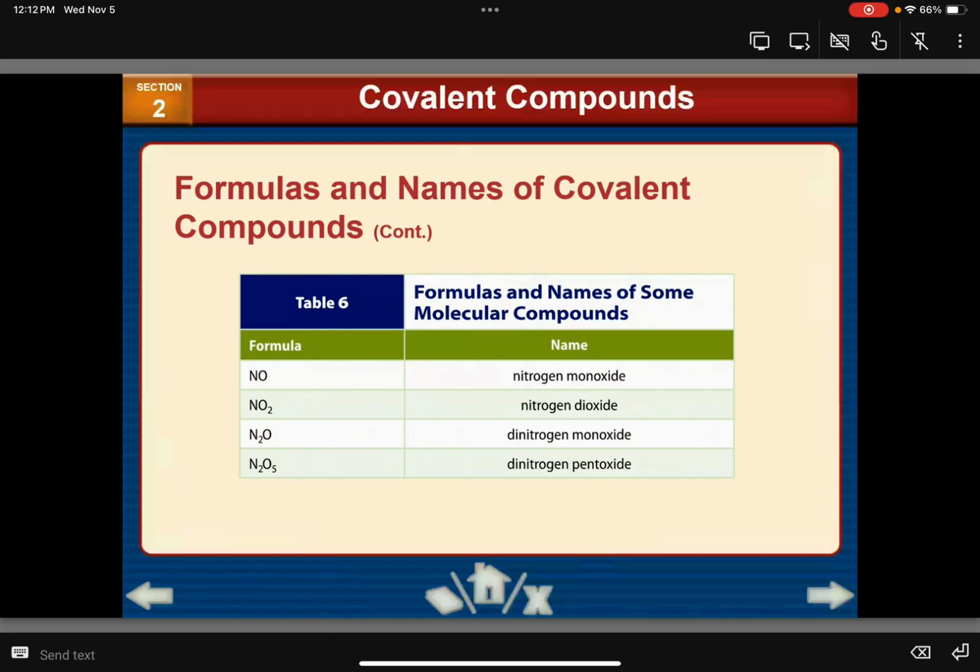Something very similar, NO2, okay, so we have one nitrogen, di for the two, so dioxide. But then we have something like N2O, so we would have dinitrogen, we would add di to the beginning of that, because we have more than one, and then monoxide, and then we have dinitrogen pentoxide. Five? Yep.